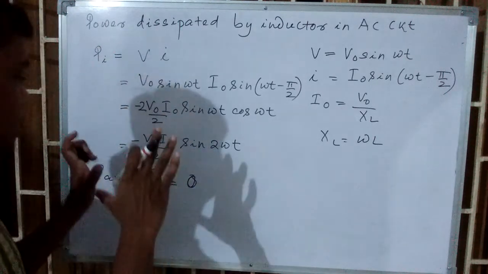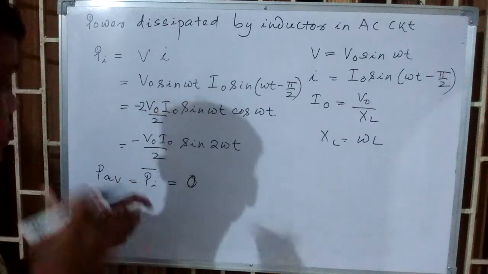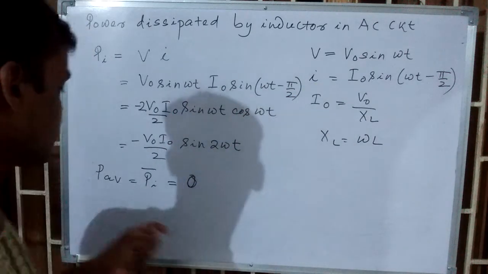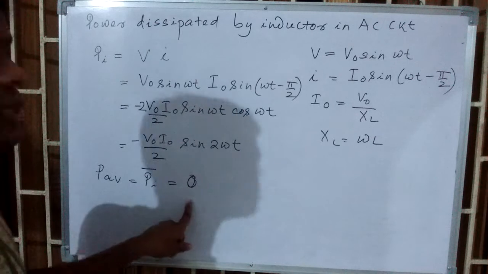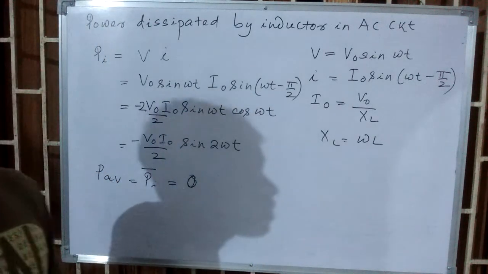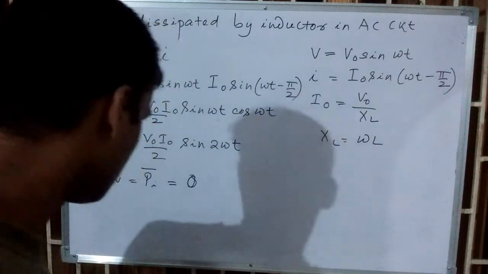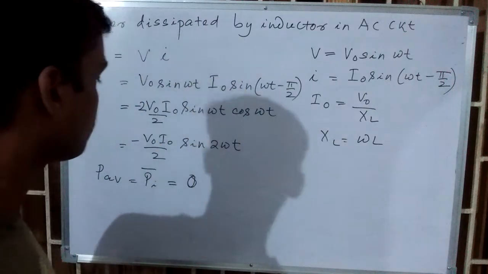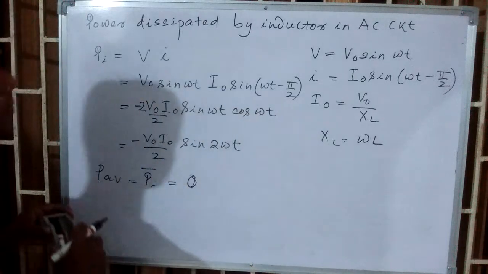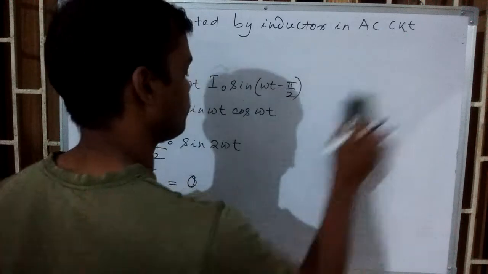Now this is a theoretical calculation. The question is, we are applying voltage and we are getting current, still the power dissipated by the inductor is 0. How is this possible? How is it possible that the inductor is not dissipating any power? We can understand it if we go for the waveform. So let us go for the waveform structure.